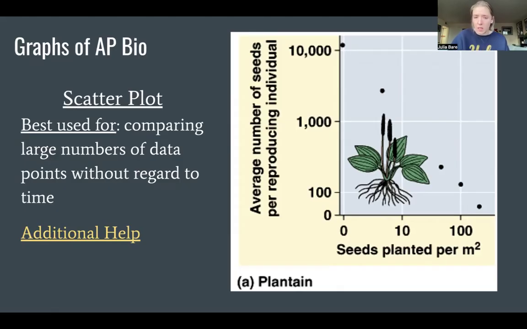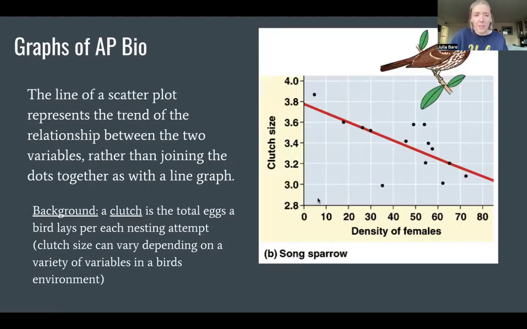So for example, in this example, we have the number of seeds planted per meter squared and the average number of seeds that are produced per reproducing individual. So what you can see is that as the number of seeds planted per meter squared increases, you have these dots up here. Overall, there's a decrease in the number of seeds that are produced by this species. So that means that if there are a lot of this species in an area, they're not going to produce as many seeds. They're not going to waste the energy on producing seeds because they know that those seeds might not be able to be germinated. So this is just another example of a scatter plot.